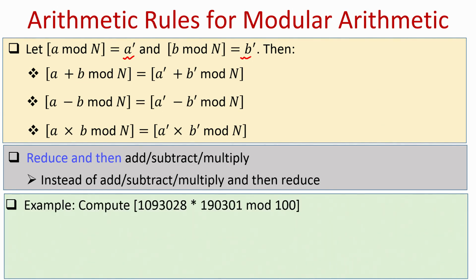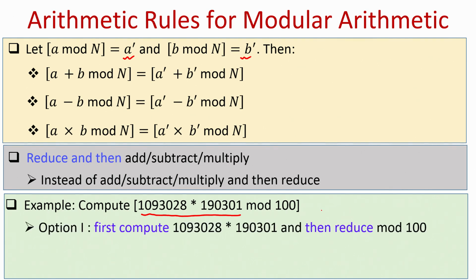To be more specific, for instance, imagine I want to compute the product of 10933028 and 190301 modulo 100. If I want to compute this value, then there are two ways to do that. The first way will be that I first compute the product here, and then I do the reduction modulo 100. But this will be a complicated operation, because multiplying these two large numbers will be really challenging. I can't do it easily on a notebook.